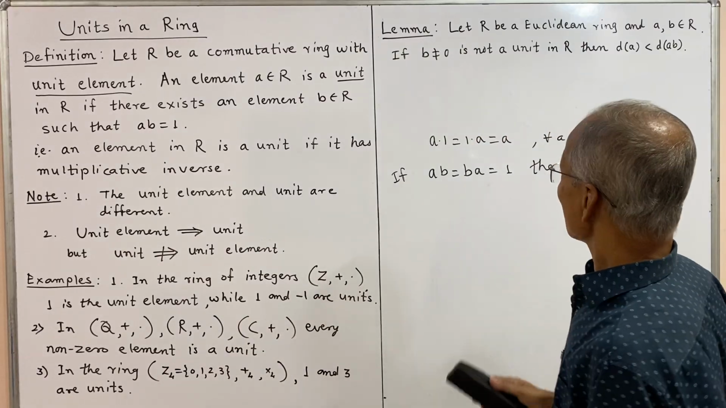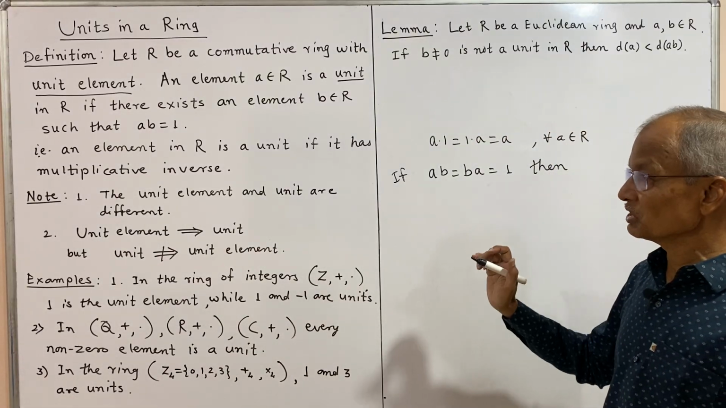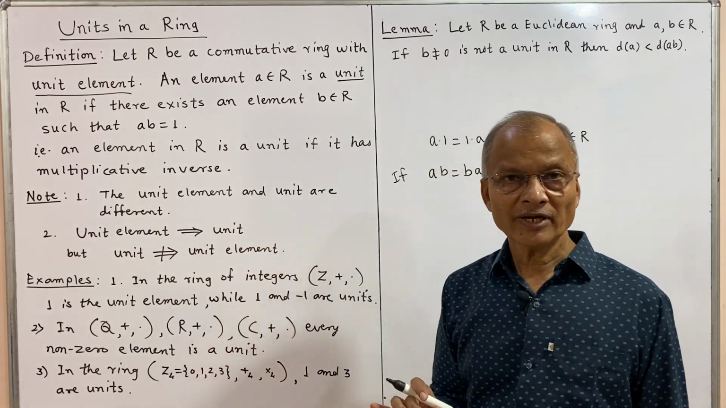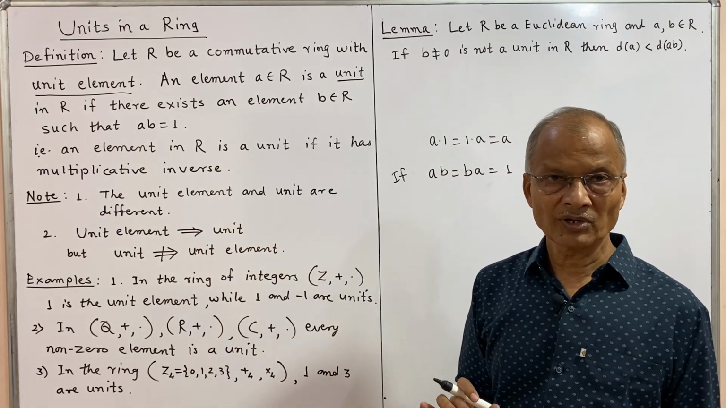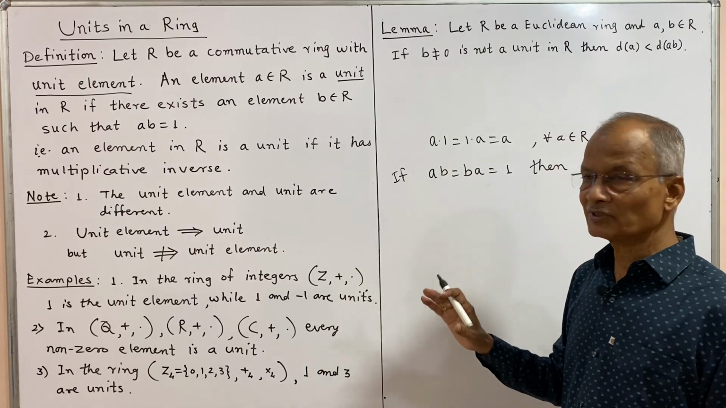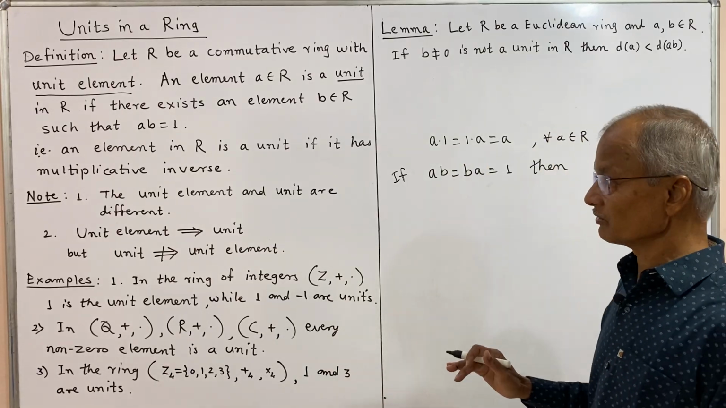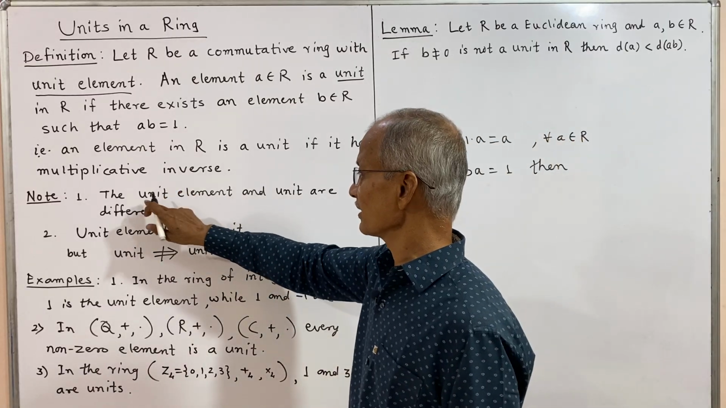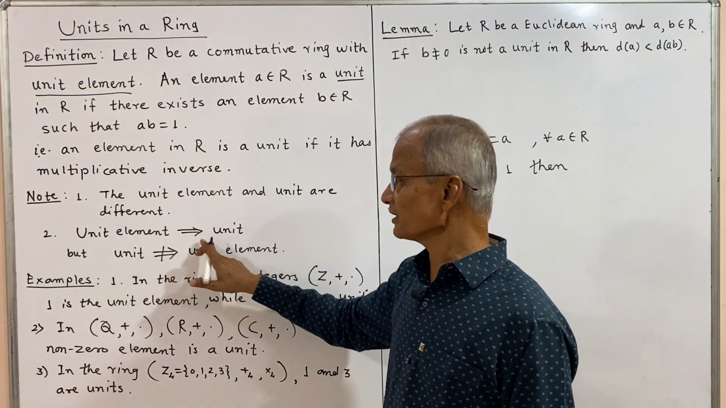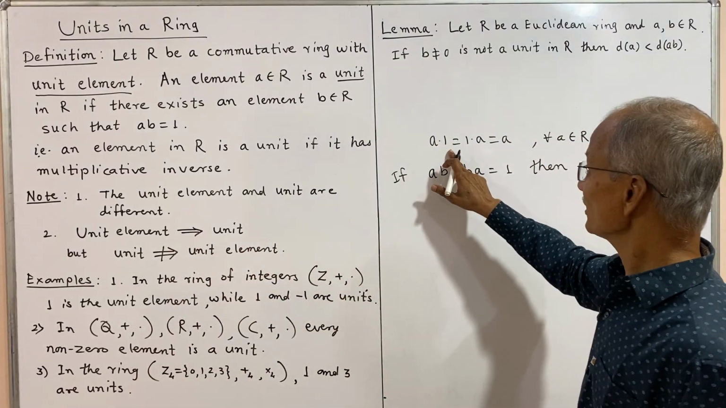And see, there is a difference between the unit element and a unit. The unit element is unique, meaning only one, and that is denoted by 1. But every element which has a multiplicative inverse is a unit. So therefore these are different. Unit element and unit are different. Every unit element is a unit.